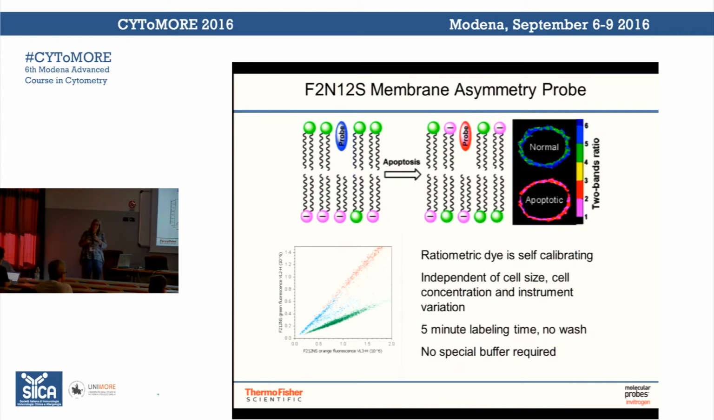And unlike annexins, there is no special buffer required for these. With annexin, you do need to have a fairly high level of calcium in your buffer.